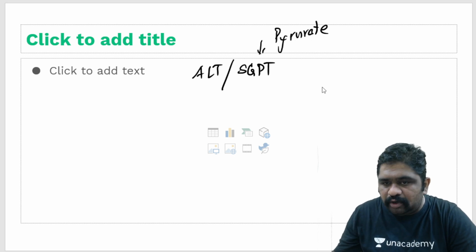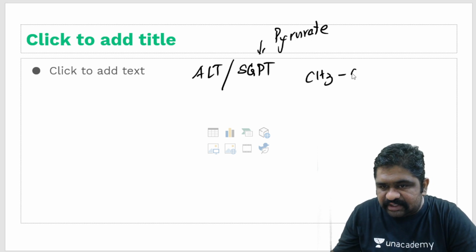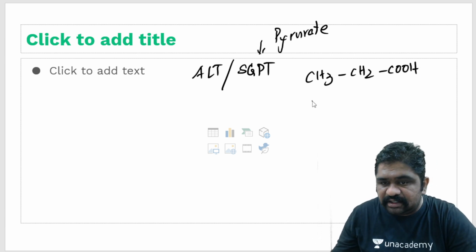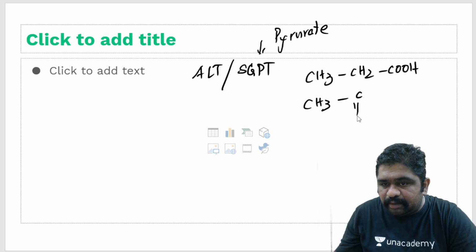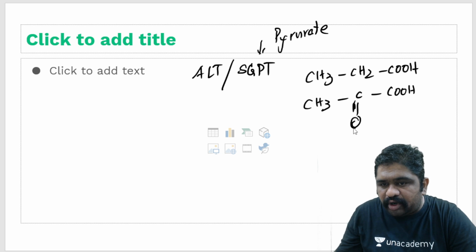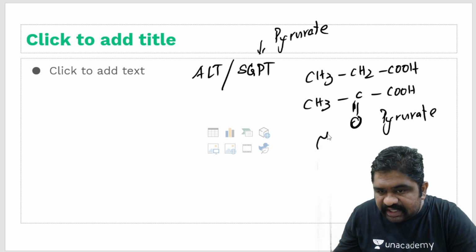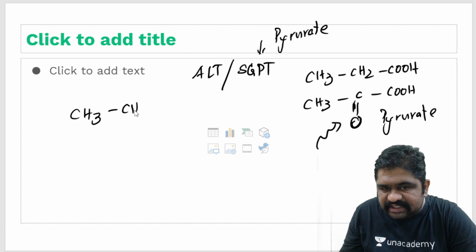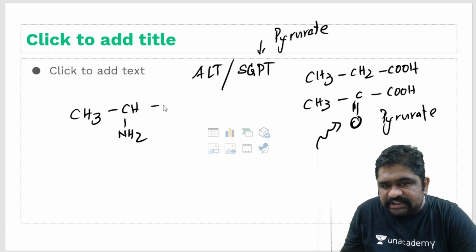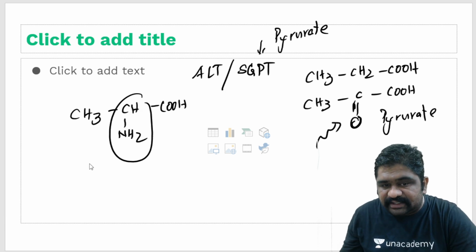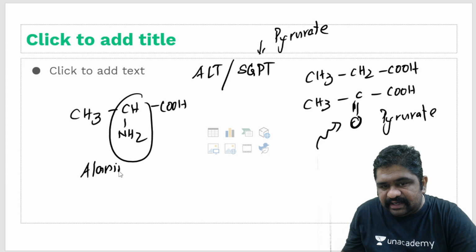What is pyruvate? Look at this. CH3, CH2, COOH is called propionic acid. CH3, C double bond O, COOH is called alpha keto propionic acid, also referred to as pyruvate. Now, in this area, if I bring in an amino group, what do I have? CH3, CH, NH2, COOH. This is called alpha aminopropionic acid. A simple name is alanine.